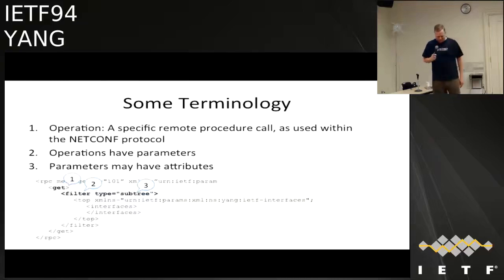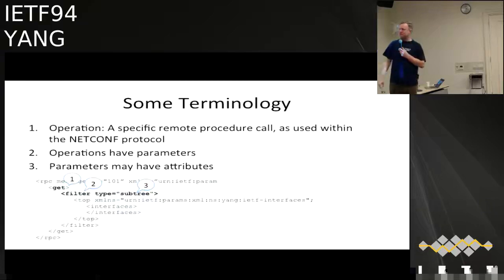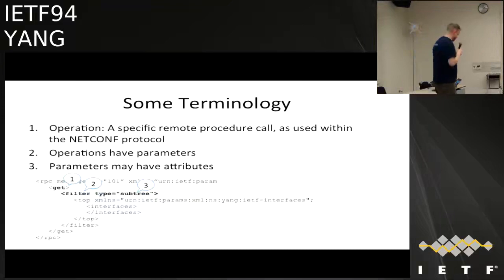Okay, some terminology. So this is XML heavy, but bear with me. In NetConf lingo, you remember this? This is the RPC envelope. Here are our operations. In this case, we use the get operation. It's a basic NetConf operation. Operations have parameters. In this case, we use a filter. We'll make an example of this, but I just want to point out the lingo. Parameters may have attributes, so we're going to use a specific type of filter in this case. So operations, parameters, and attributes.